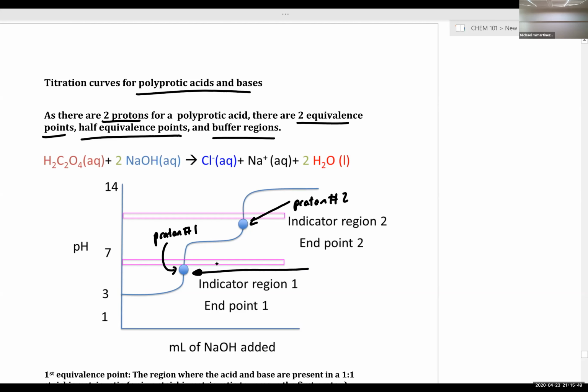So would someone like to tell me what's the major species for this titration of carbonic acid after we remove our first proton? What do we call that species after we remove our first proton? What's its formula? What is the formula of carbonic acid when we've removed a proton? What's the formula of carbonic acid with 1 less proton? So 2 less would be up here. So yes, you're right that we make carbonate.